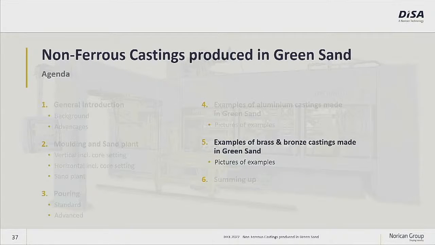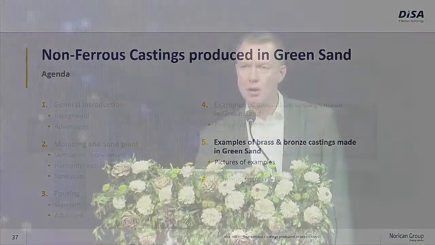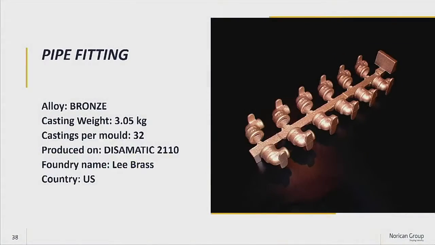So that was aluminum. Let's try to look at some examples of brass and bronze castings also being produced successfully in green sand. And I guess one of the most typical castings will be fittings. A lot of fittings are produced around the world in green sand on dymatic lines like this one, which is produced in the US.